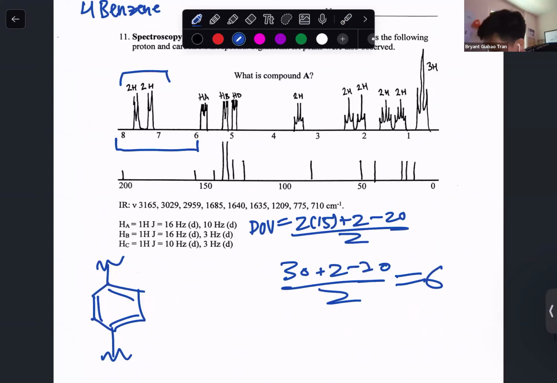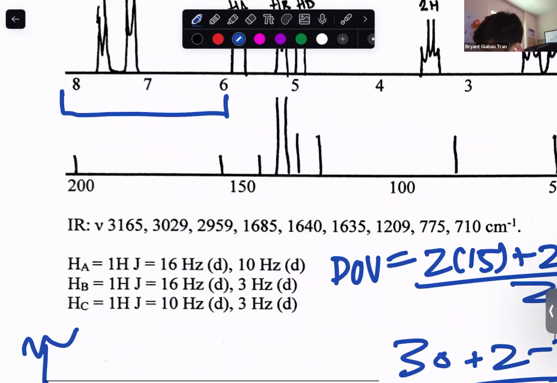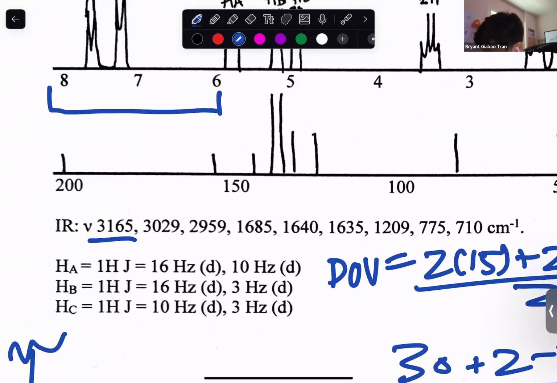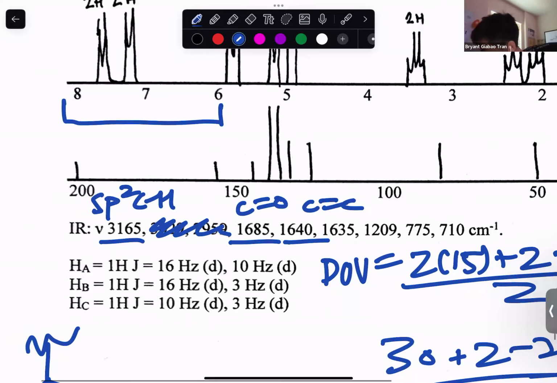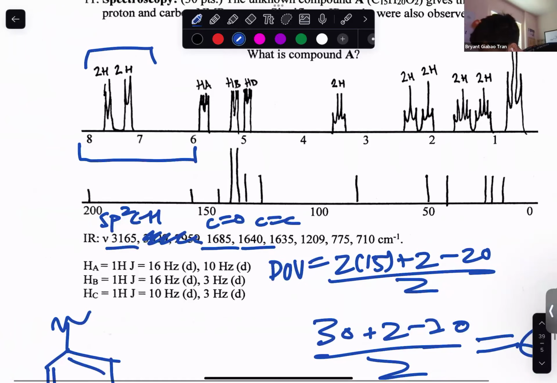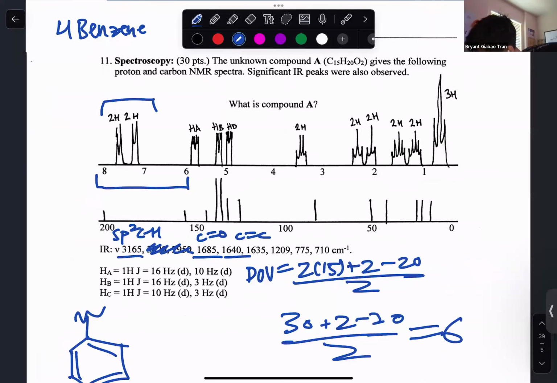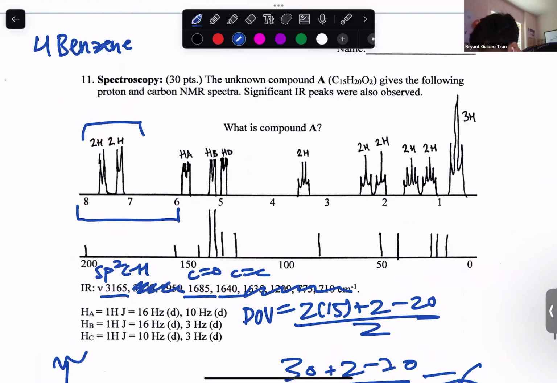Right? Now, the next thing I would look at is the IR, right? So this IR here is going to be 3100, sp2 carbon hydrogen, the alkene hydrogen. I'm going to ignore that. That's the regular sp3 carbon hydrogen. This is the carbonyl, carbon double oxygen, around 1700. This is the carbon double bond carbon, the alkene. And then I'm going to ignore everything else.